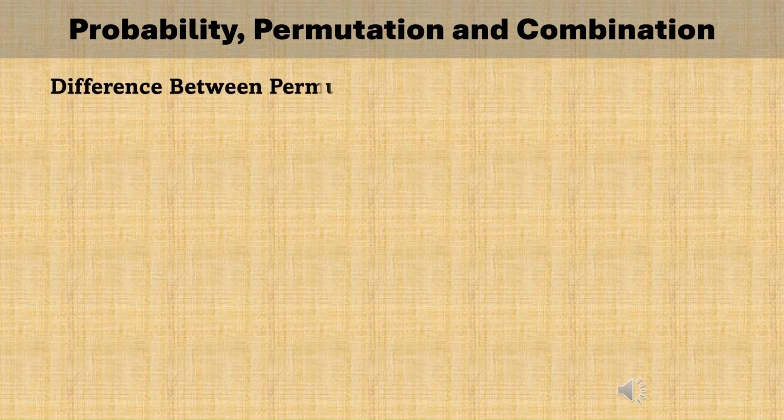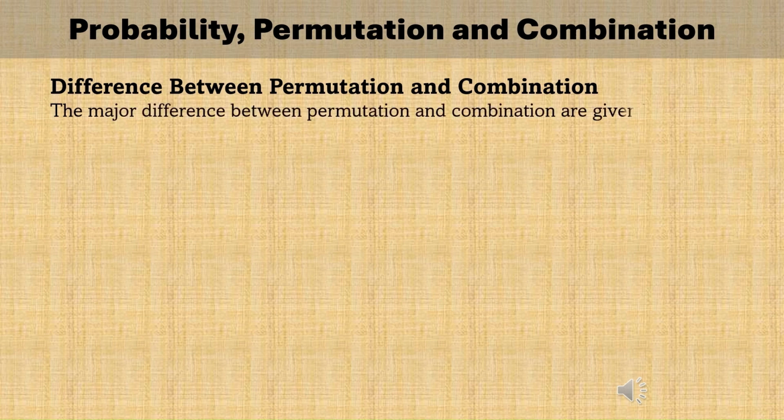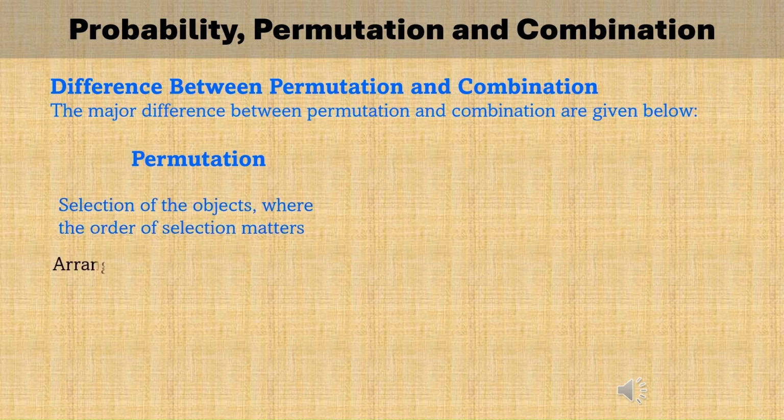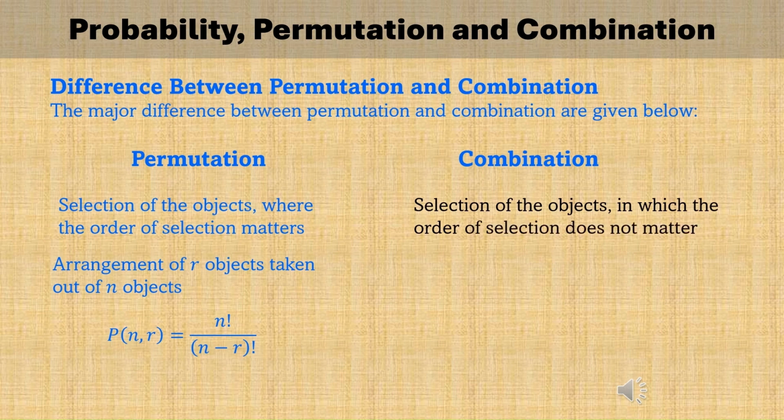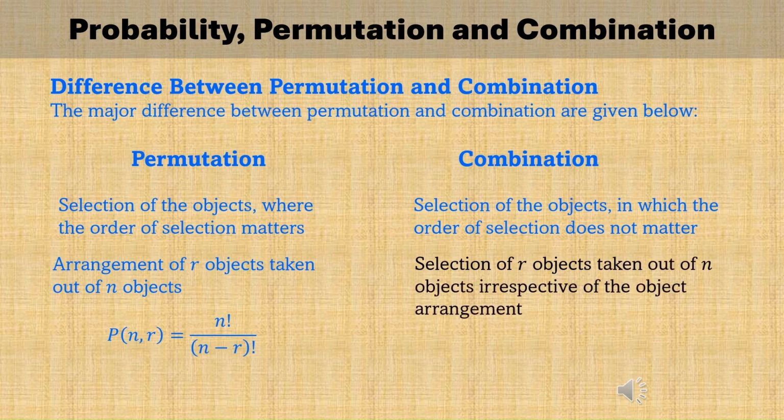Difference between permutation and combination. The major differences between permutation and combination are given below. Permutation: selection of the objects, where the order of selection matters. Arrangement of objects taken out of n objects. That is, the permutation P of n objects taken r at a time is equal to n factorial divided by n minus r factorial. Combination: selection of the objects, in which the order of selection does not matter. Selection of r objects taken out of n objects irrespective of the object arrangement. That is, the combination C of n objects taken r at a time is equal to n factorial divided by r factorial times n minus r factorial.